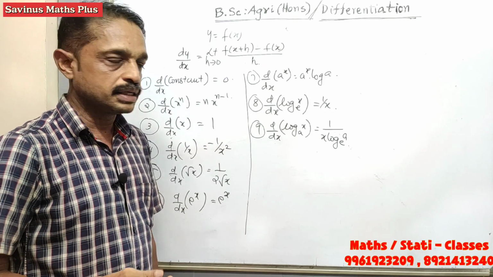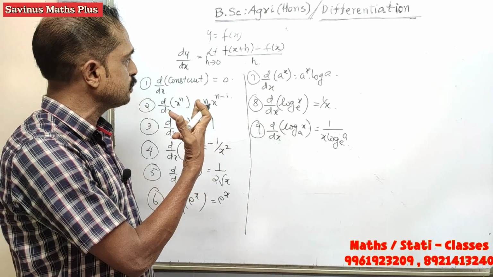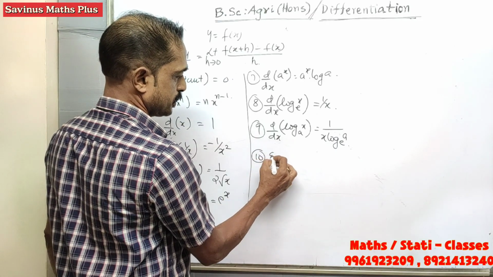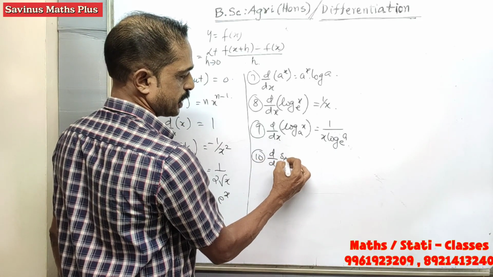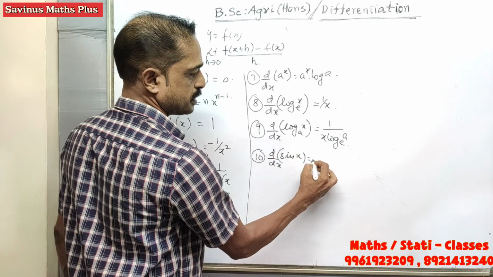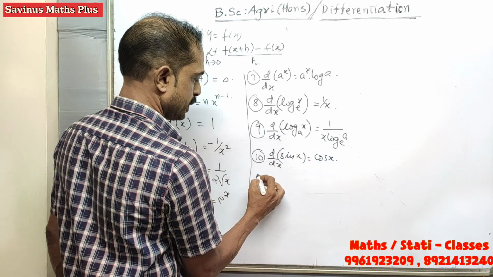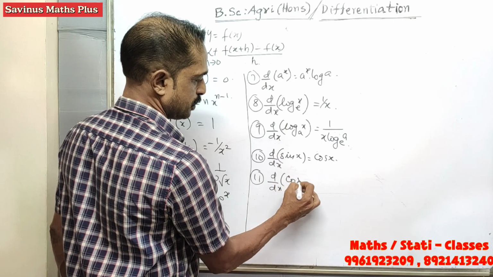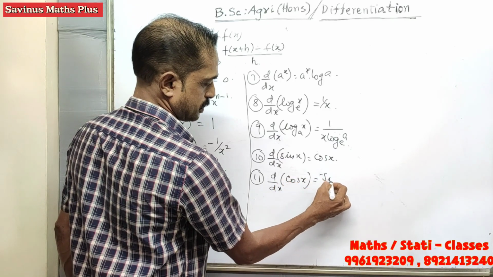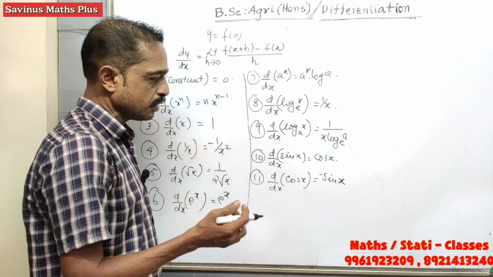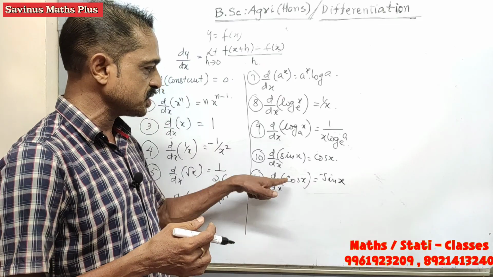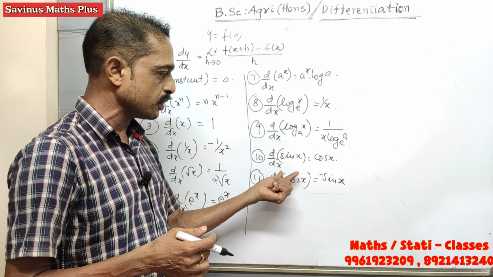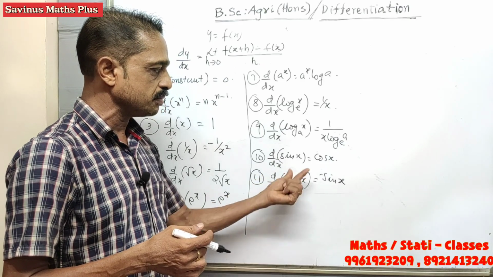Next is differential coefficients of trigonometric functions. D by dx of sin x is cos x. D by dx of cos x is equal to minus sin x. The derivatives of trigonometric functions beginning with the letter c will be negative. That is, the derivatives of cos x, cosec x and cot x will be negative.